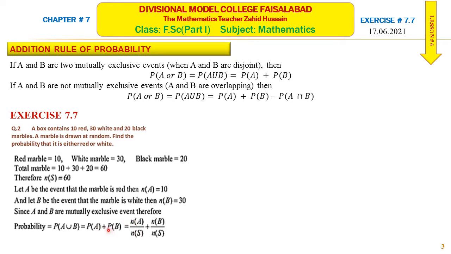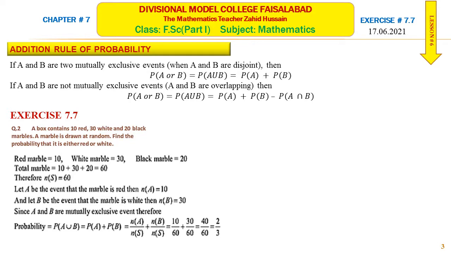Probability of A is equal to the number of elements of A divided by the number of elements of the sample space, plus probability of B is equal to the number of elements of event B divided by the number of elements of the sample space. Now the number of elements of A is 10, and the total number of elements of the sample space is 60. So it is the sum of 10 over 60 plus 30 over 60. Simplifying this, we get 40 over 60. And further writing this fraction in its simplest form, we get 2 over 3.